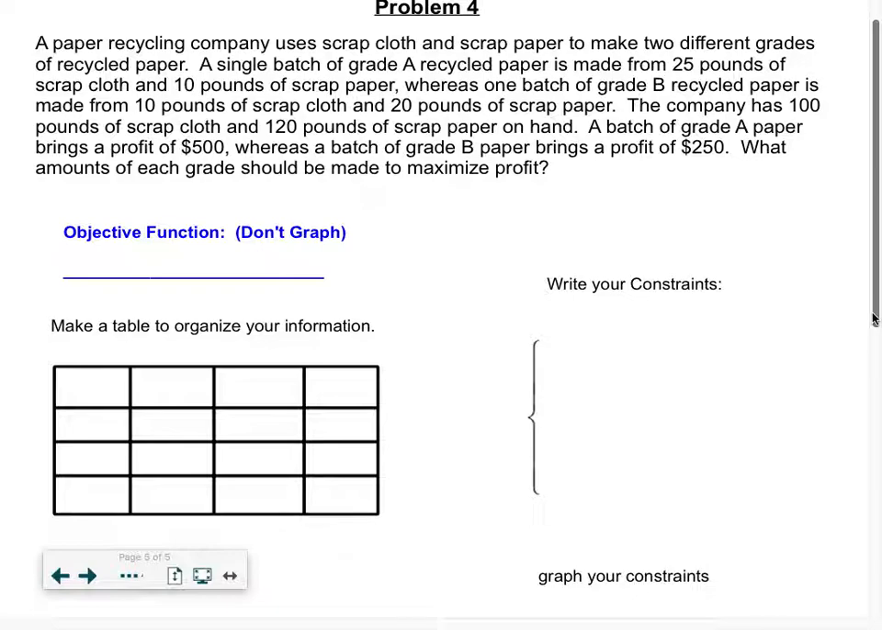Got a long problem. A paper recycling company uses scrap cloth and scrap paper to make 2 different grades of recycled paper. Let's fill in our table while we do this. So first column we've got grade A. Second column grade B. And then our last column is our total.